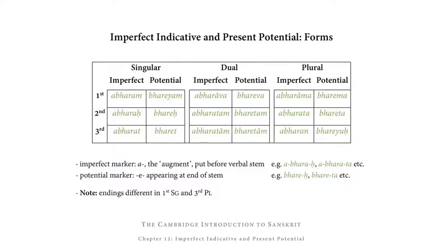So in a nutshell, both imperfect indicative and present potential use the same stem as the present tense, as the present indicative that we've already seen, namely para. The imperfect uses the augment a in front of the stem. The potential changes the end of the stem from a to e, and then they use more or less the same endings.